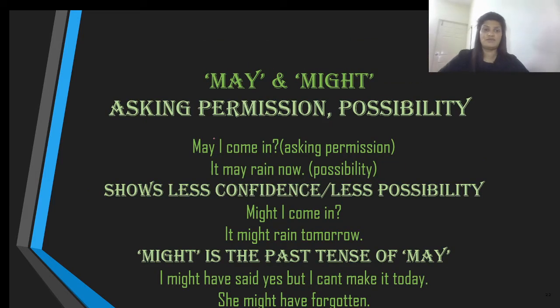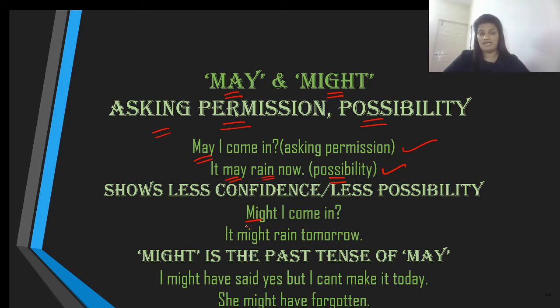Now let us move on to the next modal, which is may and might. May and might both are used to ask permission and also to express possibility. Supposing when you say, may I come in? Definitely you are asking for permission. And when you say, it may rain now, you are only talking about the possibility of raining. You're not sure, but you are trying to say that maybe it will rain in a while. Probably it is cloudy, maybe it is thundering. So based on those factors, you are expressing a possibility of something happening, which is raining. Therefore, you say it may rain now.